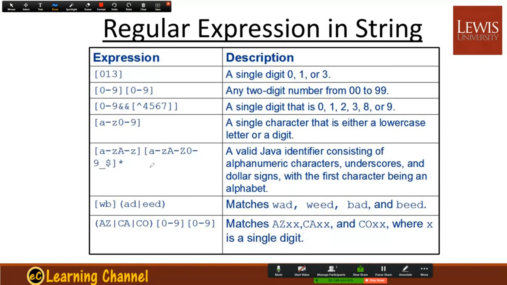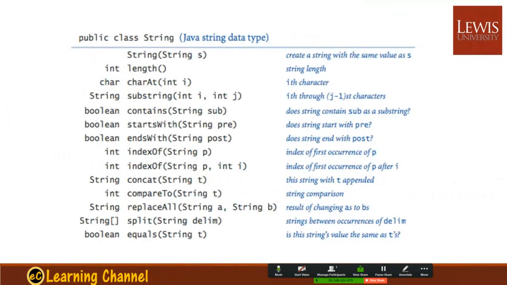So here are the trailing characters. And this one is leading by WOB, and then trailed by AD or EED. Okay, this one has a leading AZ, CA, or CO. That could be a state, Arizona, California, or Colorado, followed by two numbers. So these are the special definitions of the regular expression in strings. And string in Java has these different functions.